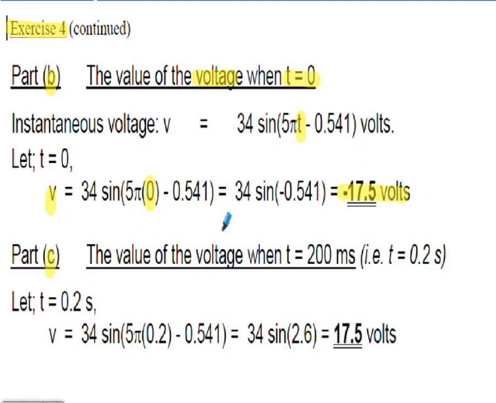Part C is similar to part B in that we've got to find the voltage, but this time when t is equal to 200 milliseconds. Be careful with that, 200 milliseconds is actually 0.2 seconds, and that's what we should use in our equation. So little v is equal to 34 sine of (5 pi t minus 0.541), with t as 0.2 seconds. If you do the numbers on that, you'll find that little v is 17.5 volts, positive in this case.